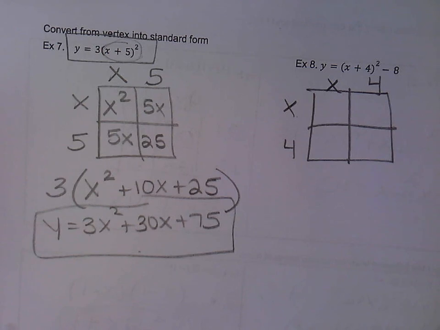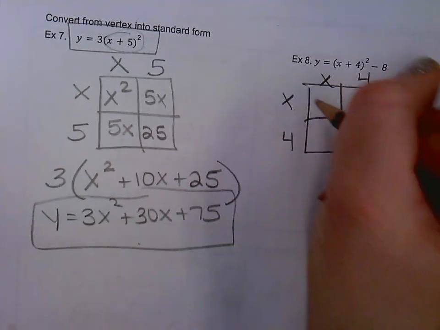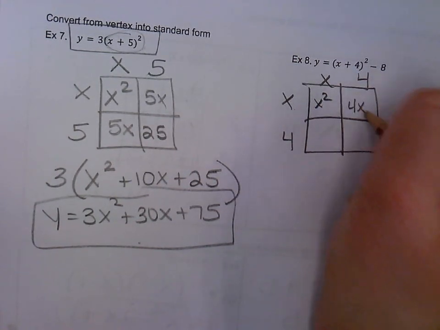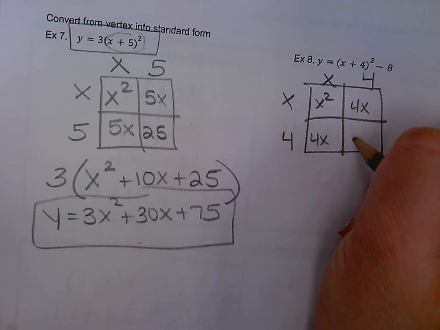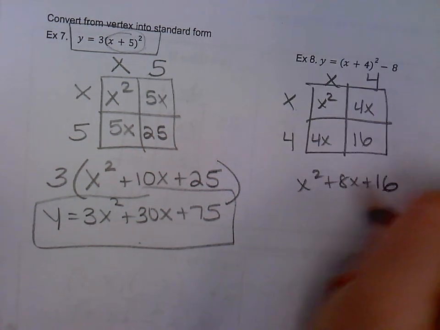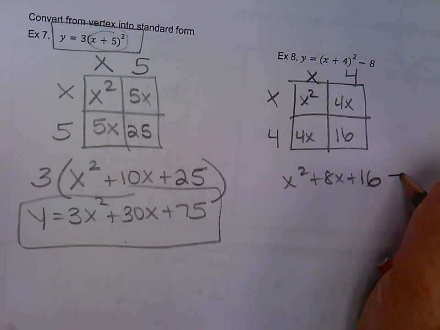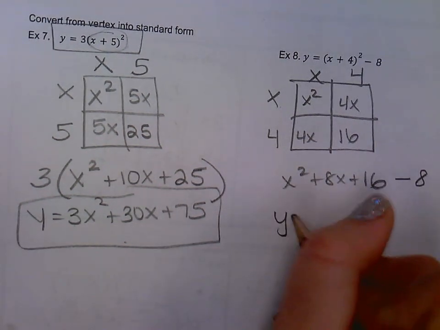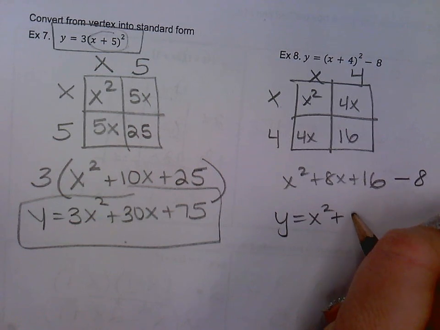So be grateful when it's in vertex form, and we're going to learn standard form today. So what is this? x squared plus 8x plus 16. But then I'm subtracting off 8. So my final equation would be, what, x squared plus 8x plus 8.